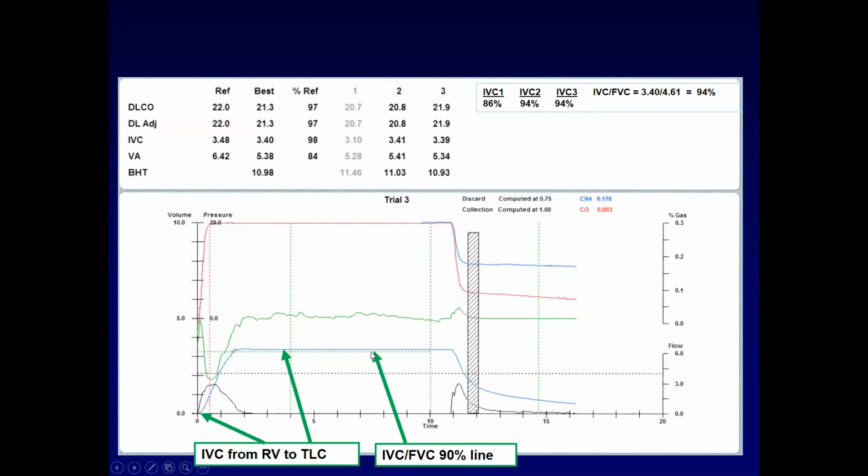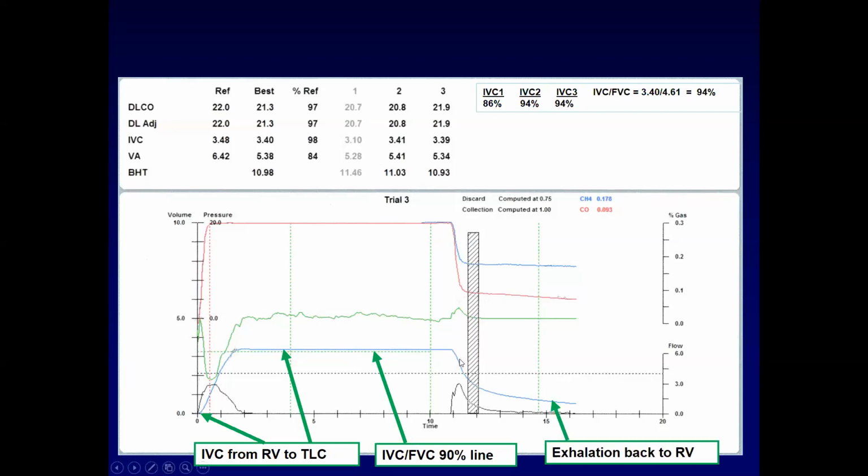The dotted green line denotes an IVC to FVC ratio of greater than 90%. So if the blue line is above it, that means it's greater than 90%. It's a visual way of telling in trial 3, did the patient achieve greater than 90% of the forced vital capacity during this inspiratory maneuver.